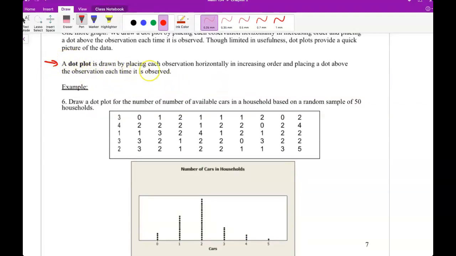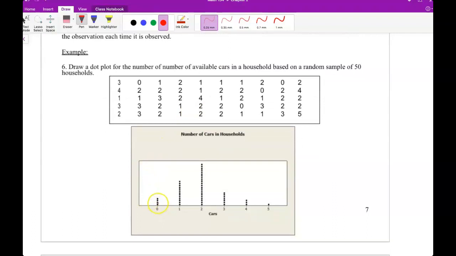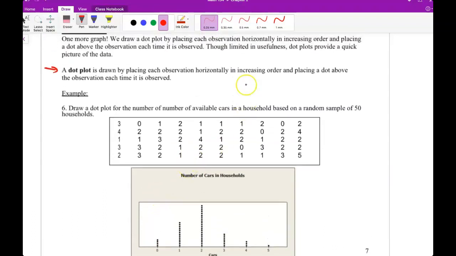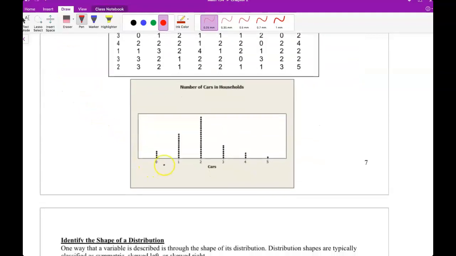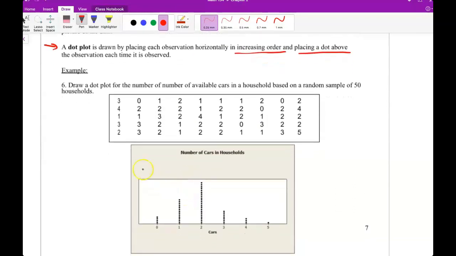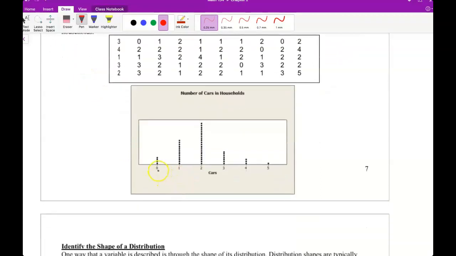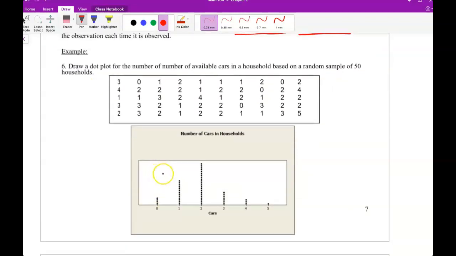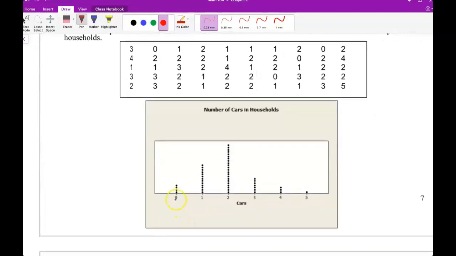The dot plot is drawn by placing each observation horizontally. We're going to use a horizontal line and use dots, in increasing order. First, these are the number of cars: we have 0, 1, 2, 3, 4, 5. And we're going to place a dot above the observation each time it is observed. So for 0 cars, the frequency was 4. That's why we have 4 dots here above 0 cars.